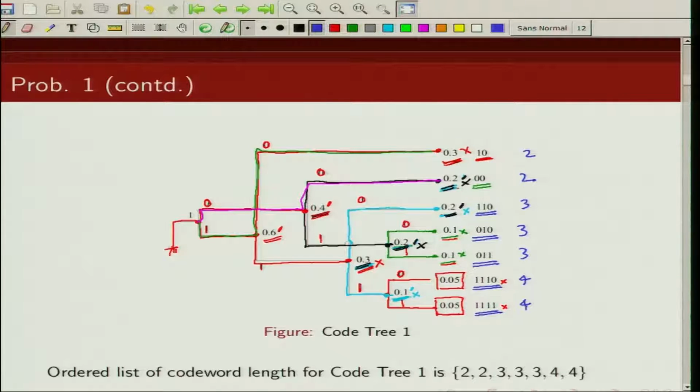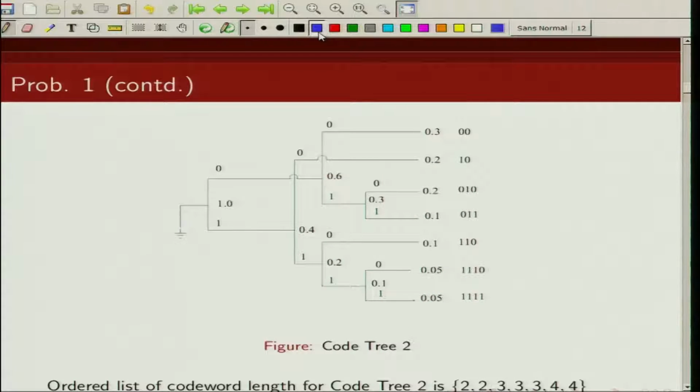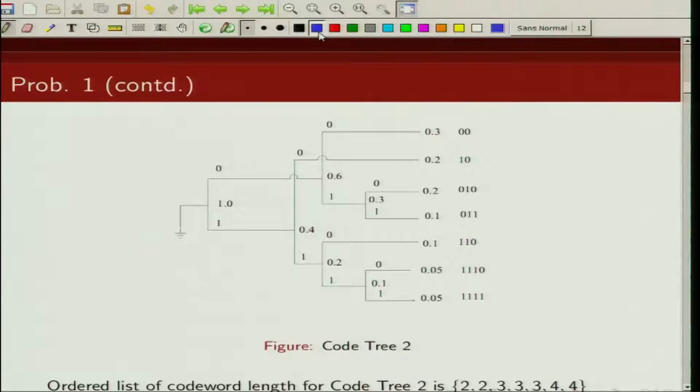If I write the ordered list of code words, I have 2 of them with length 2, 3 of them having length 3, and 2 of them having length 4. Now let us look at another way in which we can construct this optimal binary prefix free code.